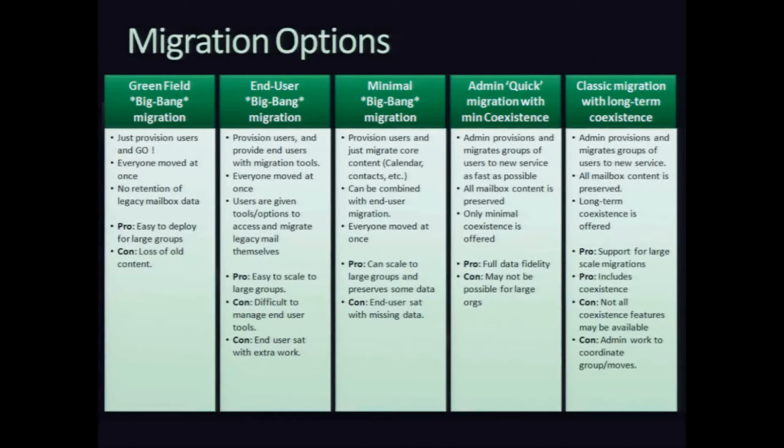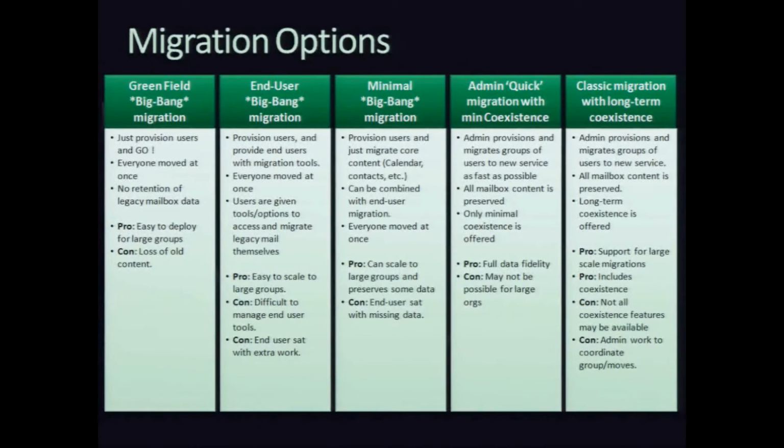The next step up is the end user big bang migration. It's very similar, where the administrator just provisions everybody and says, okay, look, we're on Microsoft Online. But he then turns around and gives the end users tools or processes by which they can copy their own data up. Usually it's, here's a process by which you can upload your PST files, or here's a tool you can run that would copy mail into the environment, things like that.